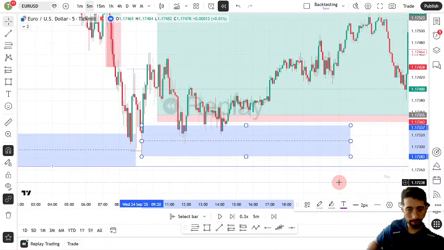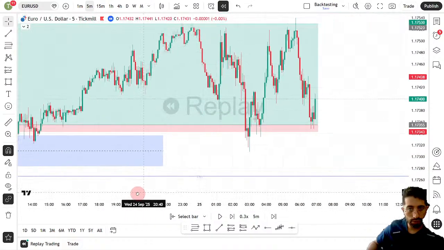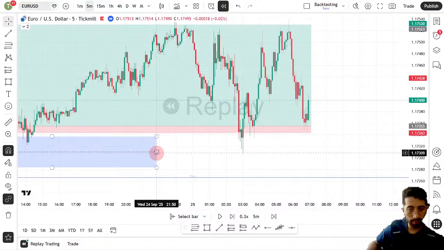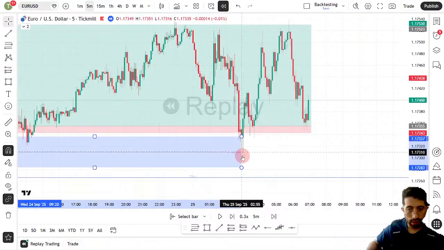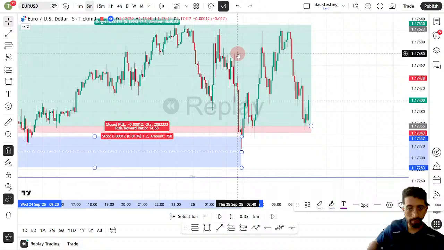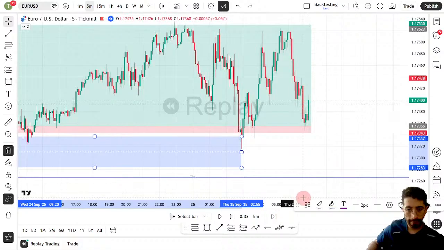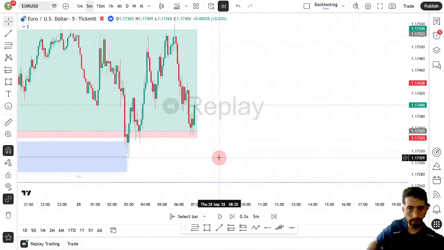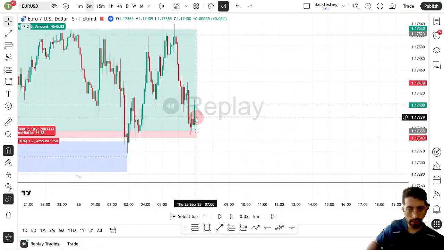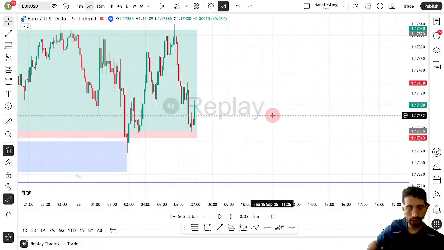And then after that, the price just kept moving upwards. It entered right here, then it made a break of structure. It left this order block right here, and that's why the price is having a reaction here. And what time is it? It's 6 a.m., almost 7 a.m.